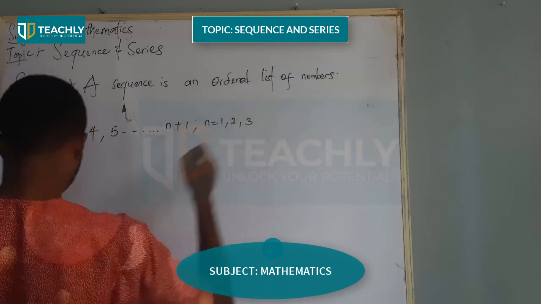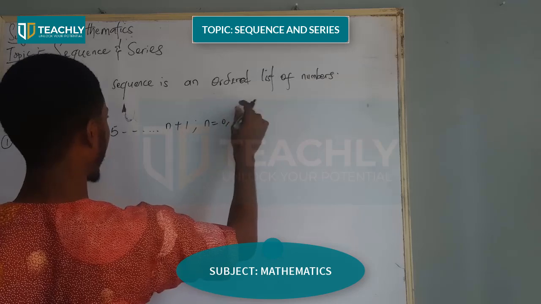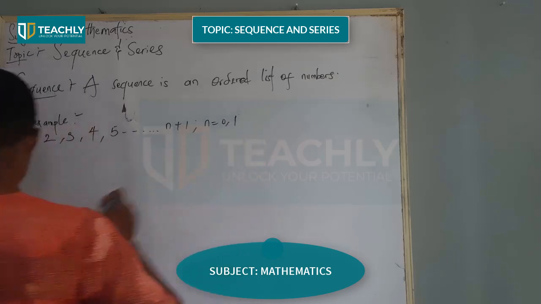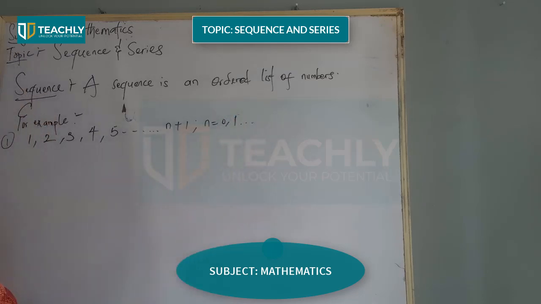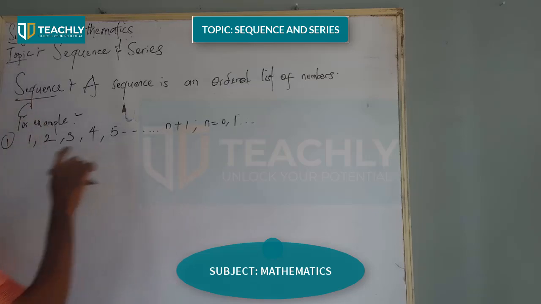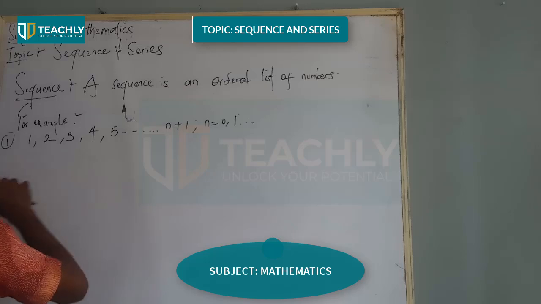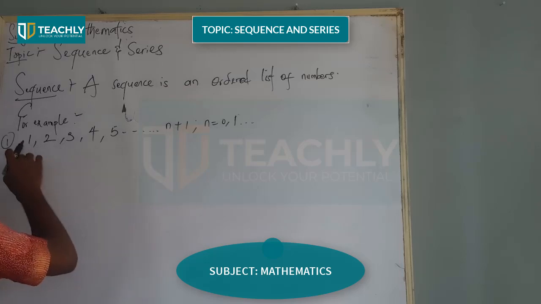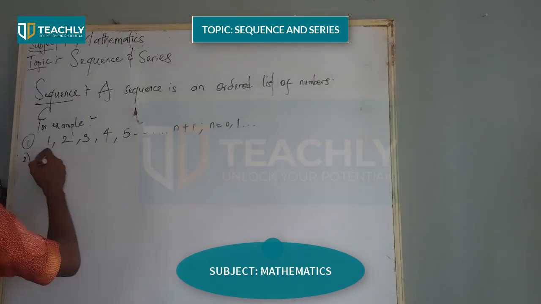So in terms of 0 and 1, etc. Now, if you look at this, you know it's increasing by 1. I said it's an ordered list of numbers, so it is moving in a regular pattern. Let's look at another example of this.